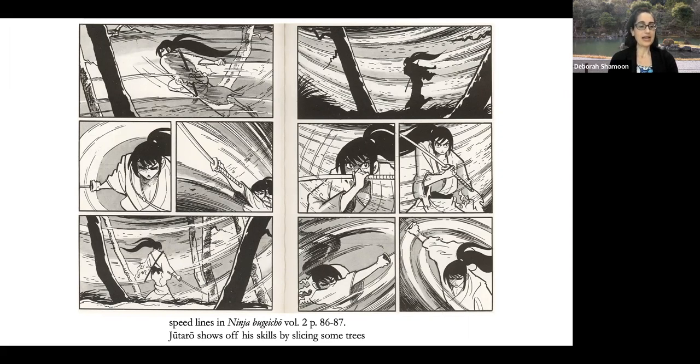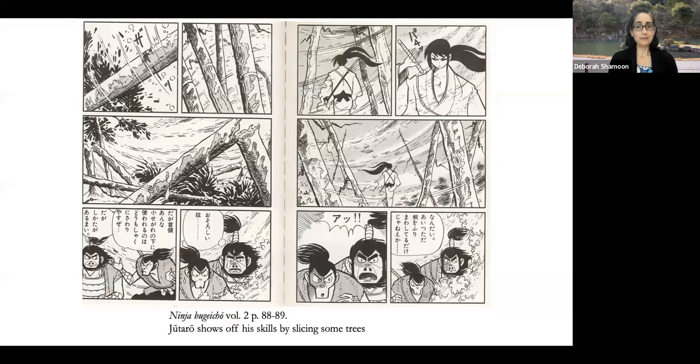And they tend to show the action in the beginning of the sword swing and the after effects, but elide the moment that the sword strikes. And this comes from film, where the sword connecting with the target isn't always shown for practical effects reasons. In this example here, Jutaro demonstrates his skill with the sword by slashing at trees. And there are lots of panels showing the middle of the movements as he swings his sword, but we don't see the moment that his sword connects with the tree. Only the after effects.